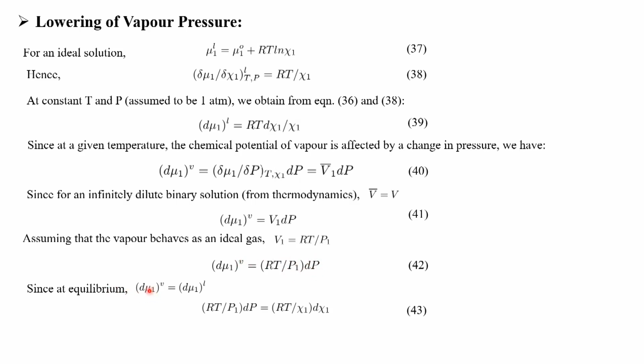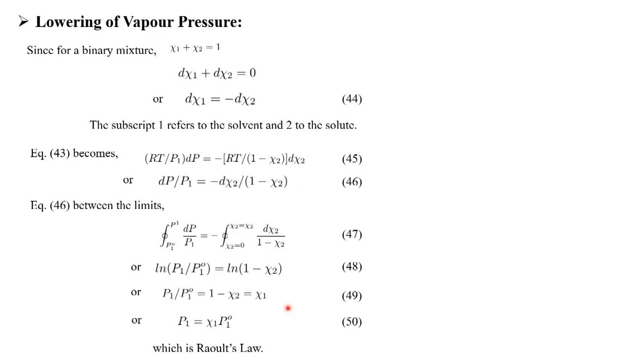Now, at equilibrium, the change in chemical potential of component 1 in the vapor phase equals the change in the liquid phase. So we just equate them. If we equate these two terms, we get RT by P1 times dP equals RT by x1 times dx1. We are just equating equations 39 and 42 here.